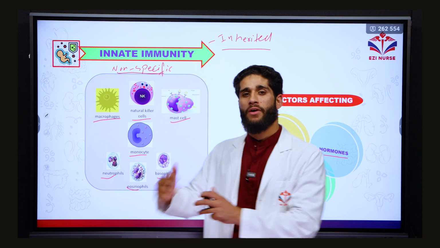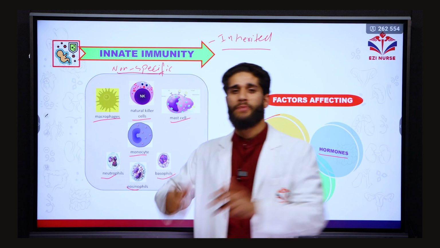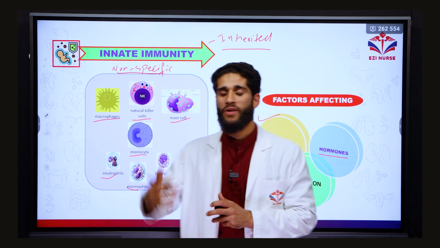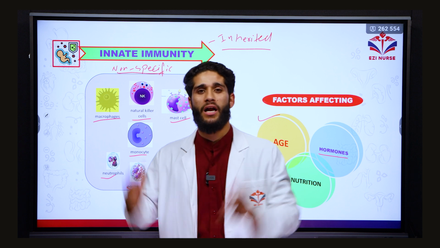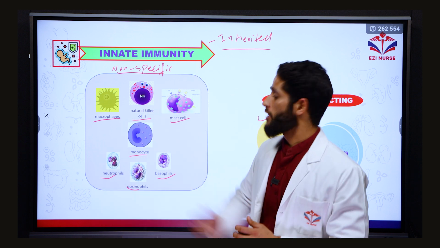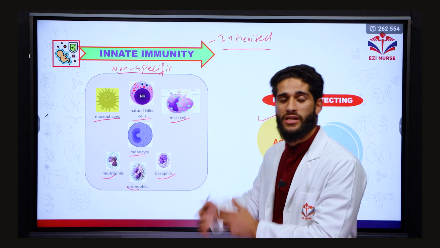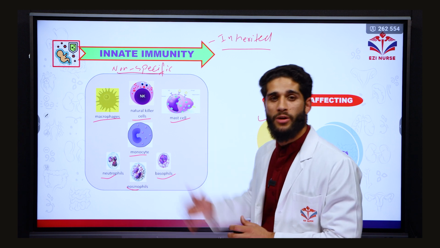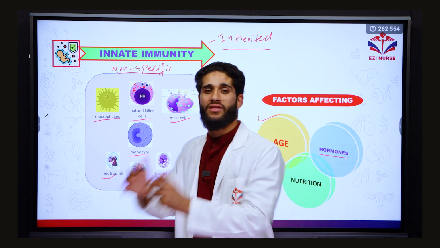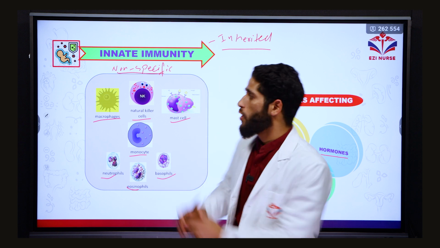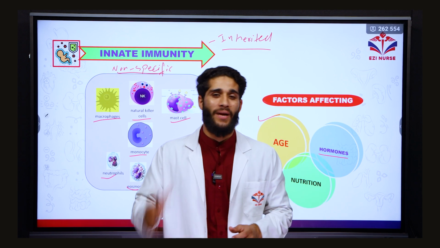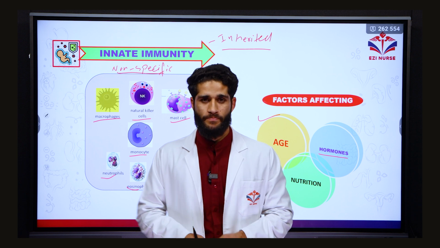Apart from that, we have different types of chemicals and proteins that also play a role, like the C-reactive protein, and the interleukins in the blood. They also take part in innate immunity. As I told you, we have macrophages, neutrophils, natural killer cells, and types of WBCs that play a part in innate immunity. That was all related to the natural innate immunity that is present in your body from birth.